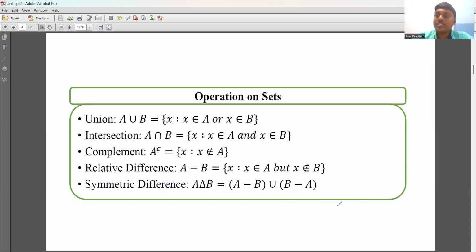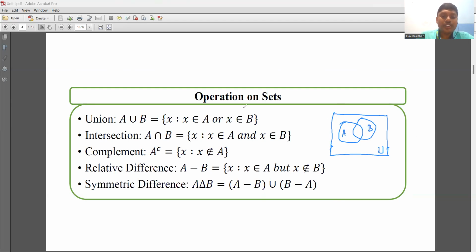The tool which is used to visualize the operations on sets is called a Venn diagram. So let me first take the Venn diagram. I'm taking the universal set as U, and I'm taking two sets A and B like this. This is A, this is B.